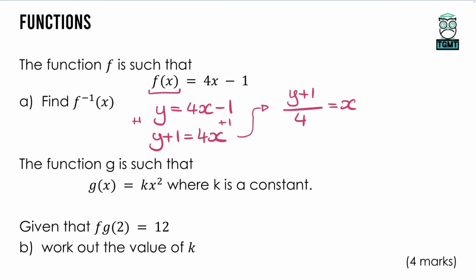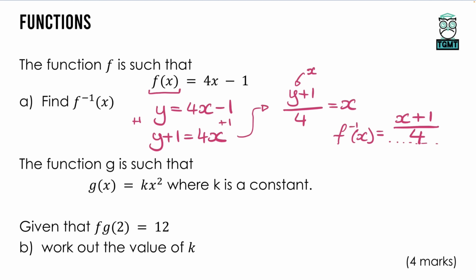Now at this point, normally on your dotted line, you would have f to the minus 1 of x equals, and then dot, dot, dot, dot, dot. So before we put that fraction in, we just need to swap the y back for an x, and our function would be x plus 1 over 4. And there we go, that's an inverse function.